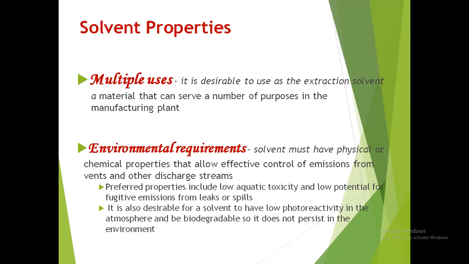Okay. Now, preferred properties include low aquatic toxicity. It's a given. It should be non-toxic to the living organisms in water bodies where it should be discharged, and low potential for fugitive emissions from leaks or spills. Fugitive emissions means emissions that are not easy to keep track of. What's a fugitive? It cannot be caught. So we want emissions, leaks, or spills that can be easily contained.